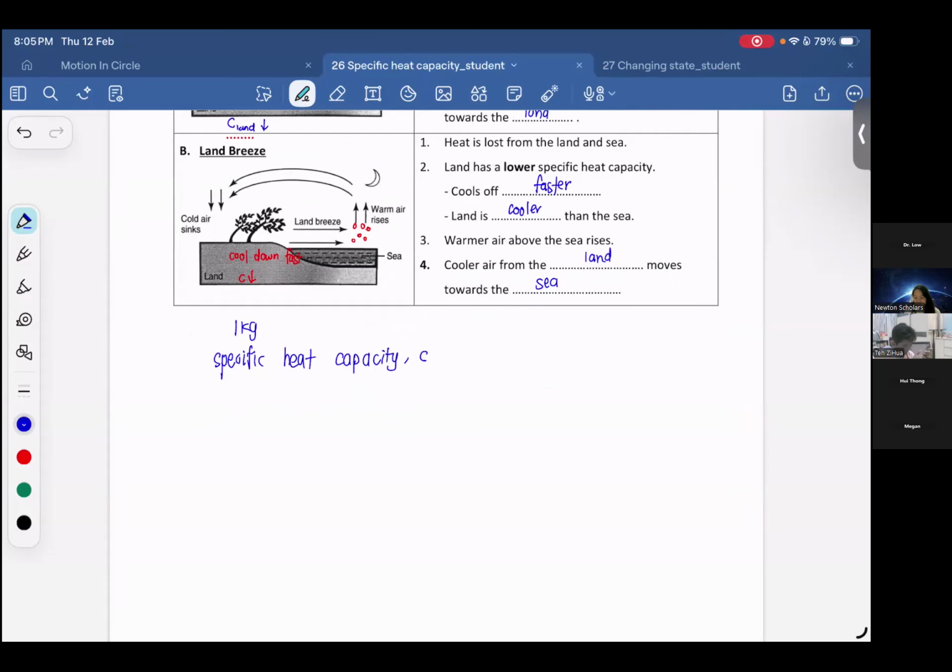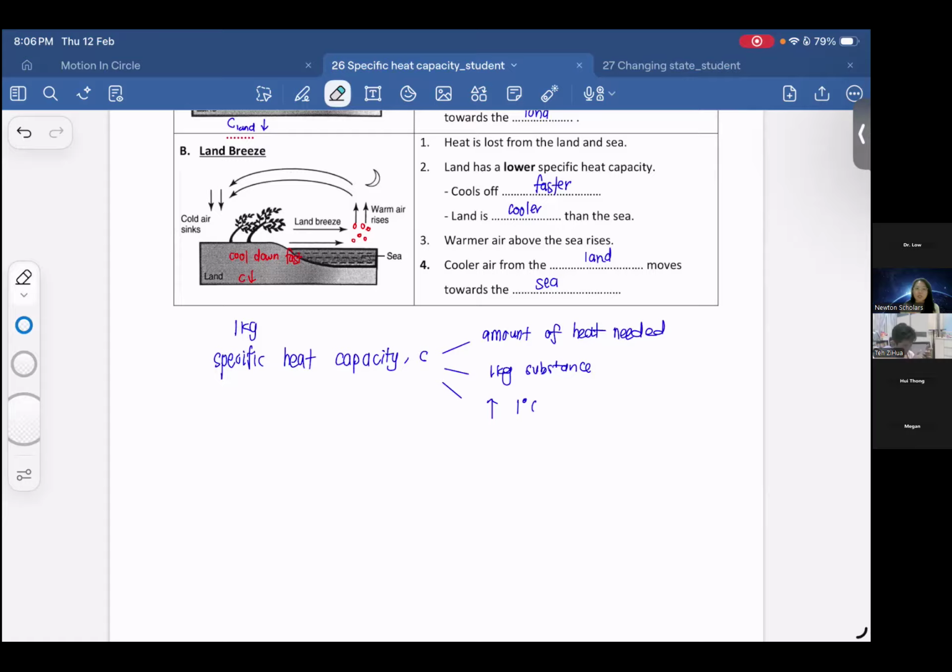It's very important that you know the definition of specific heat capacity, because IGCSE likes to ask for the definition in this part. So what is specific heat capacity? You have to mention the amount of heat needed to raise the temperature of 1 kg of substance by 1 degree Celsius. So your definition has to consist of these 3 points.